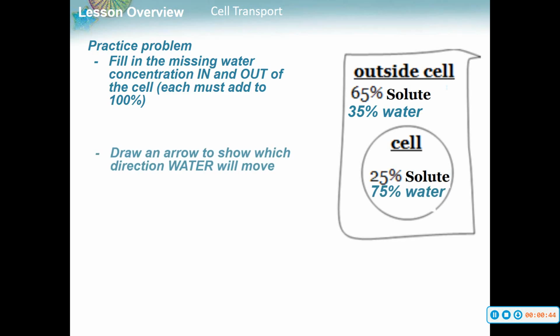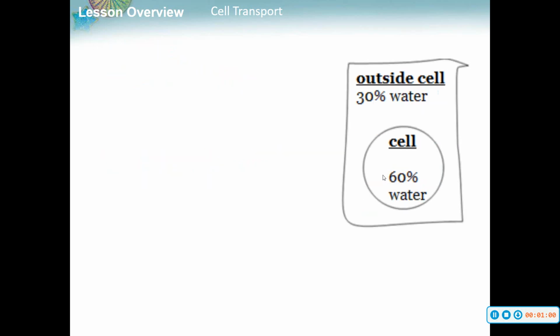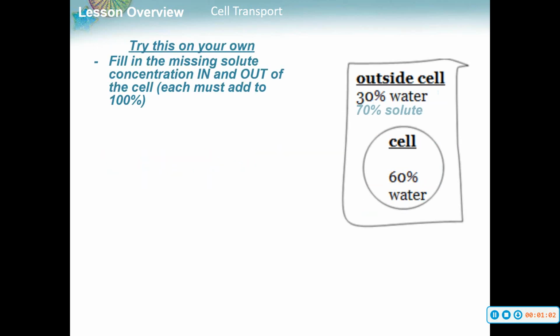Now let's take a look at where water is going to move. Where is there a high concentration of water? Well, we have 75% inside of the cell compared to outside where there's a low concentration, 35%. So all that water is going to want to move out. Now go ahead and do this on your own paper. Okay.